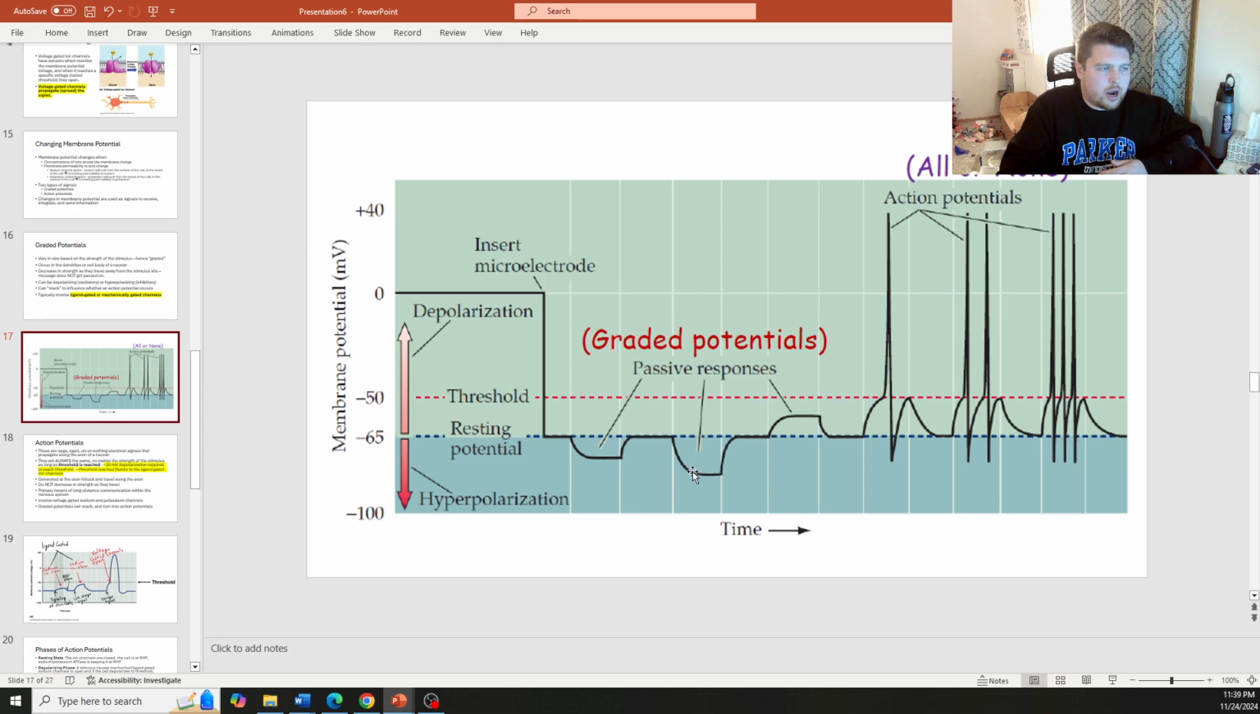So these are our graded potentials, and graded potentials can be excitatory or they can also be inhibitory. They can make it easier for us to send signals, or they can actually make it more difficult for us to send signals. You'll talk more about that in physiology. I just wanted to lay a little bit of groundwork right there.